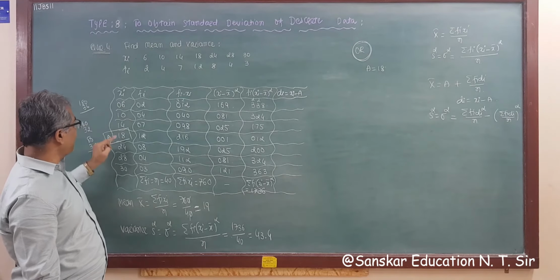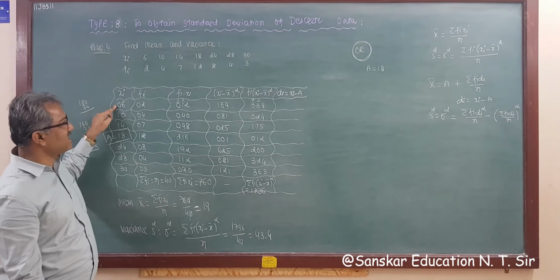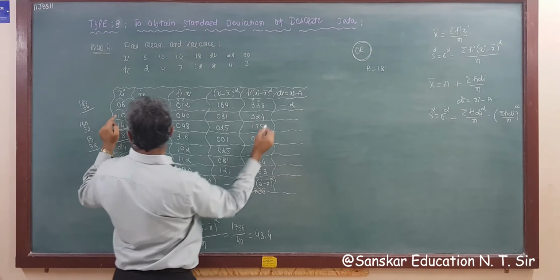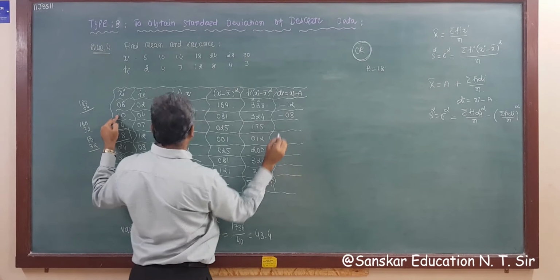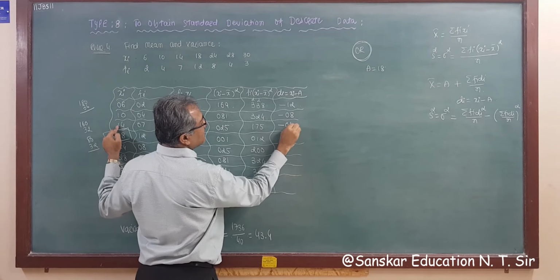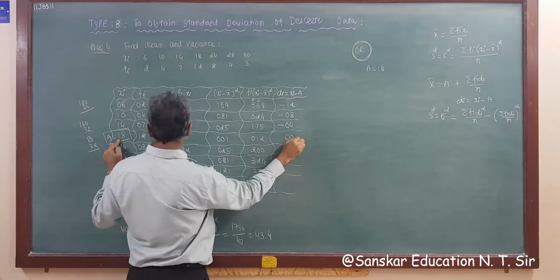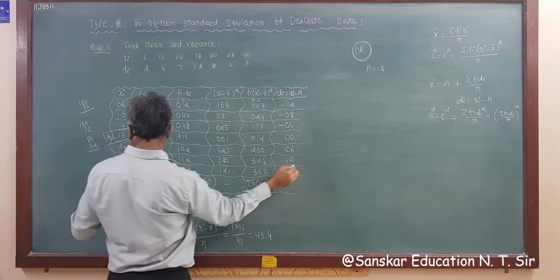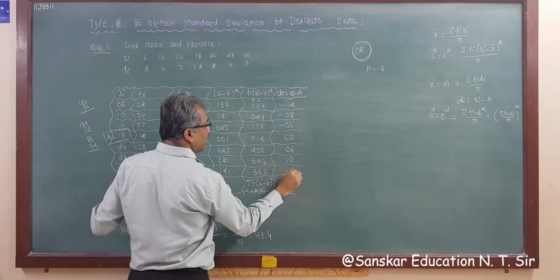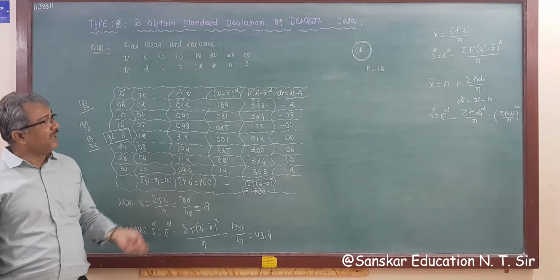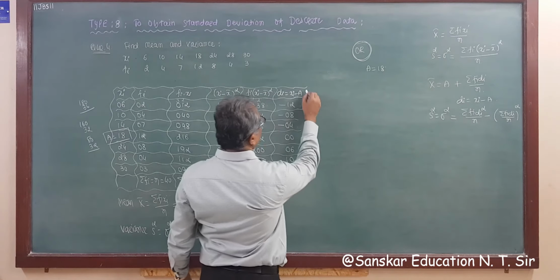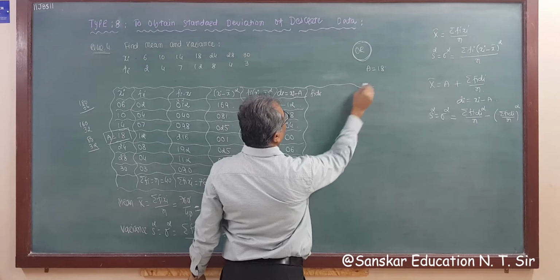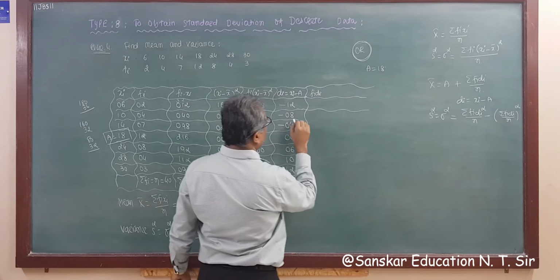So xi minus a, where a is 18. 6 minus 18 is minus 12. Then 10 minus 18 is minus 8. 14 minus 18 is minus 4. 18 minus 18 is 0. 24 minus 18 is 6. 28 minus 18 is 10. And 30 minus 18 is 12. So this is your di. Now what we require is fi into di, so the next column will be fi into di.